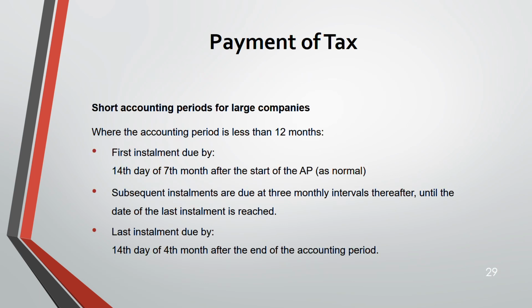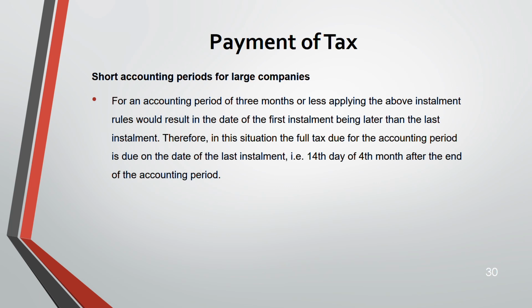Now, for an accounting period of 3 months or less, applying the installment rule would result in the date of the first installment being later than the last installment. Therefore, in this situation, the full tax due for the accounting period is due on the date of the last installment. That is the 14th day of the 4th month after the end of the accounting period. Only one installment is there.